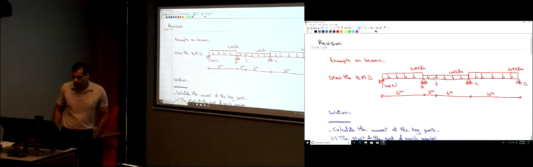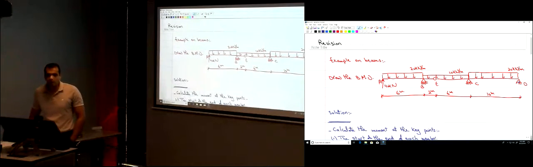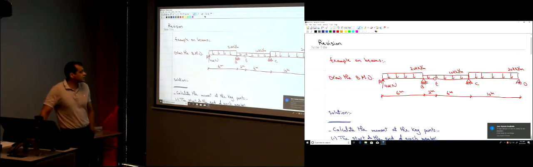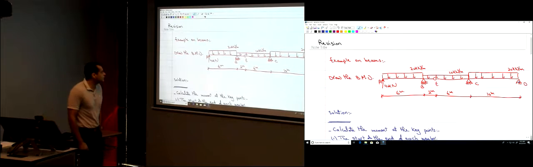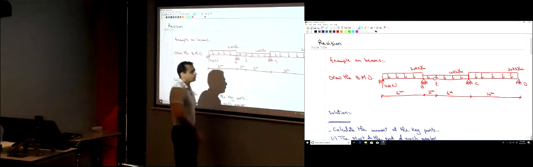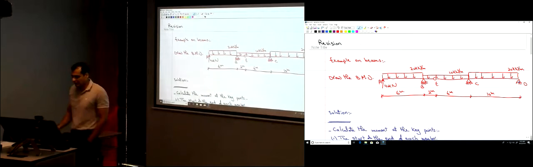Okay, so good morning everyone. So today we're going to continue our revision of things that we learned in structure analysis 1. So we had this example last time about drawing the bending moment diagram in a beam, okay? So we had this beam. To draw the bending moment diagram, we needed to calculate the moment at the key or the critical points. Those were point A, B, C, and D. So we calculated the moment at those 4 points, okay? That's what we did last time.